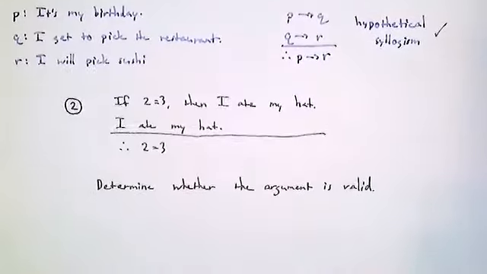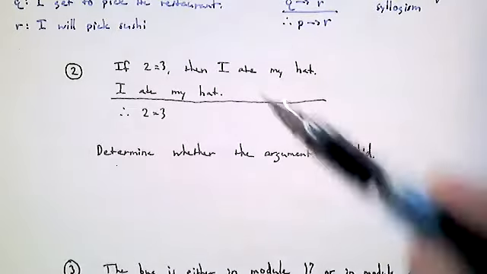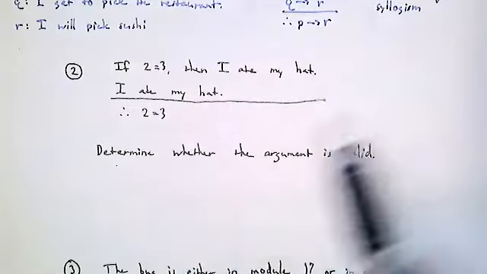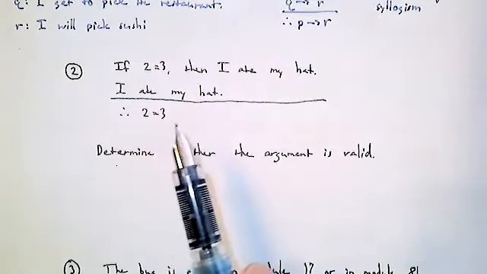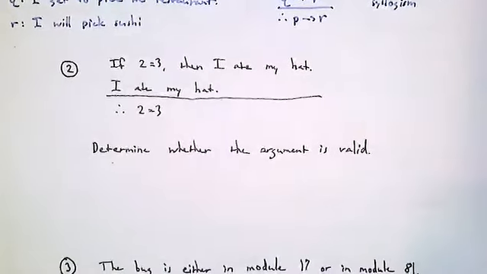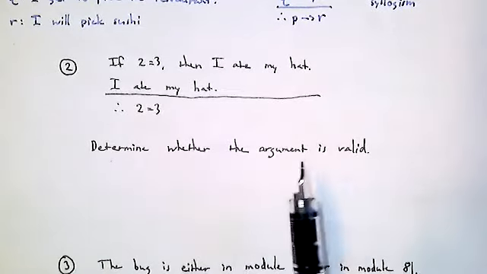So let's look at another argument, this one. It says if 2 is equal to 3, then I ate my hat. I ate my hat, therefore 2 equals 3. And what we want to do is determine if this argument is valid.